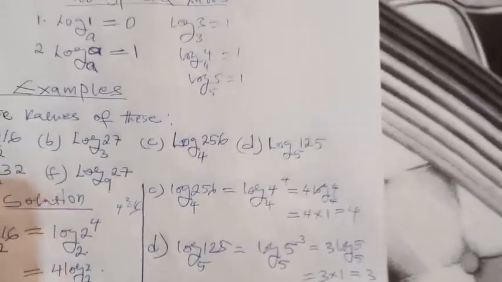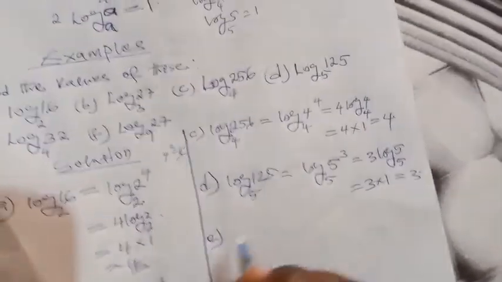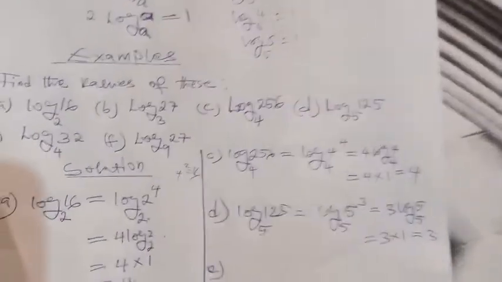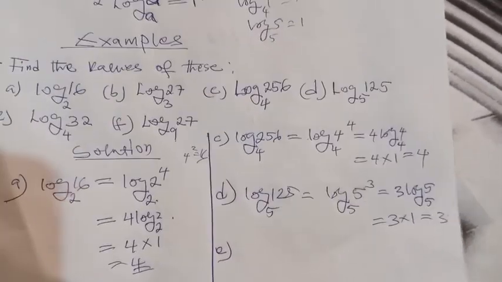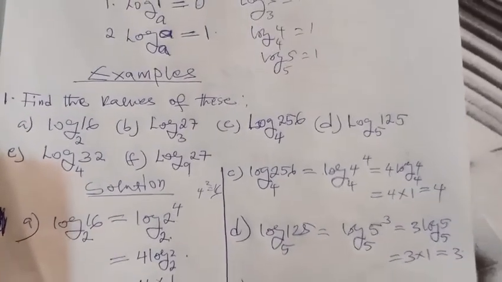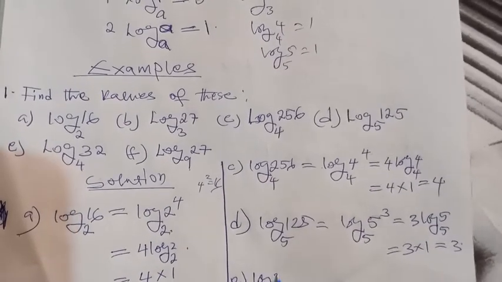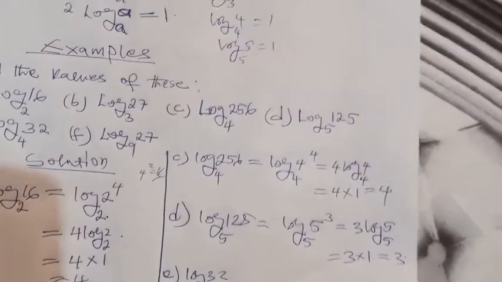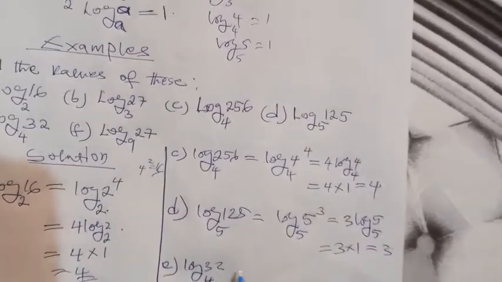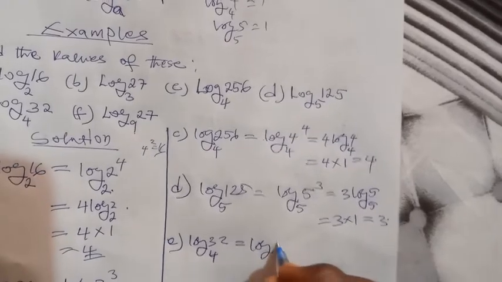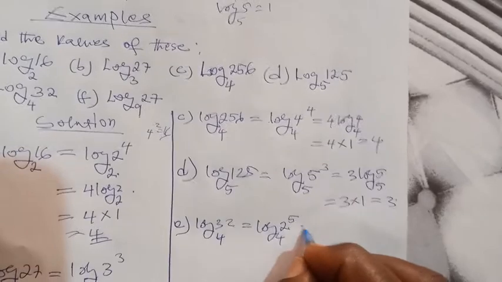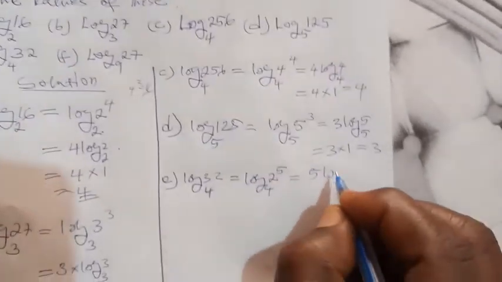E. In E, we have E and F. There are some difficulties here, right? For E, let me write it quickly. Log 32 base 4. All right, first, let me write 32 as an indexed number. So 32 should be written as log 2 raised to power 5 base 4. And so my answer is 5 log 2 base 4.